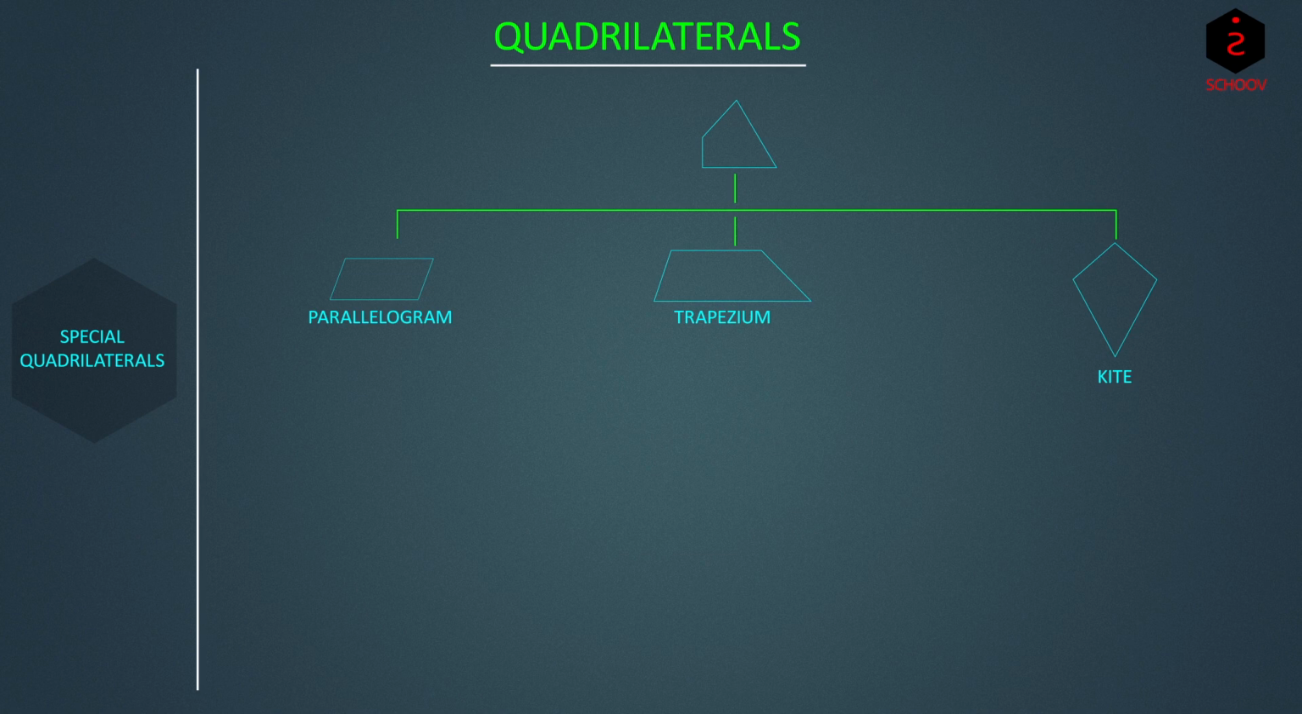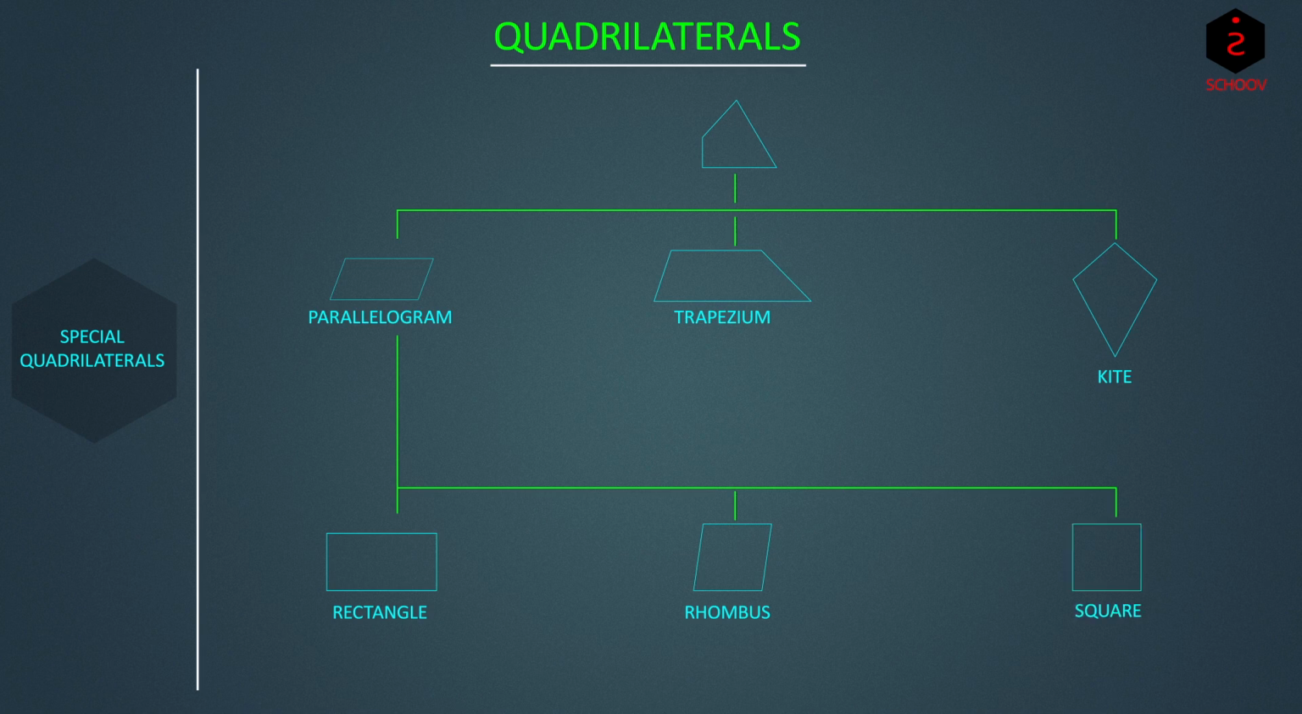Now, a parallelogram can be made more special. When all angles of a parallelogram are 90 degrees, it is called a rectangle. And when all sides are equal, it is a rhombus. When all sides are equal and all angles are 90, it becomes very special, a square. So these are all types of quadrilaterals. We will now study their properties.